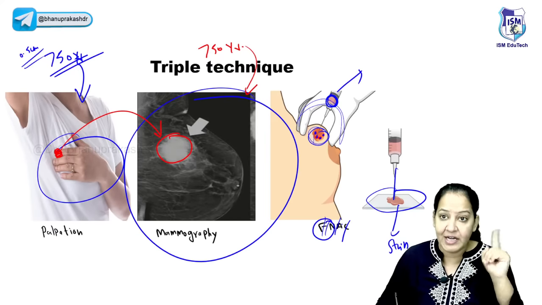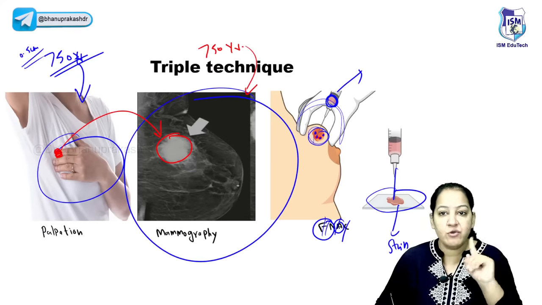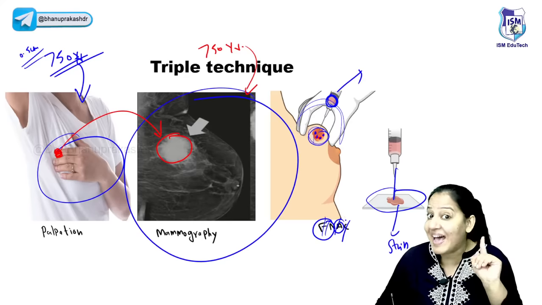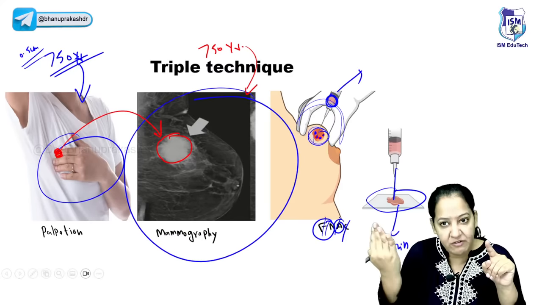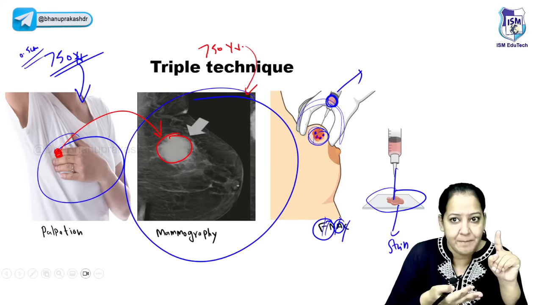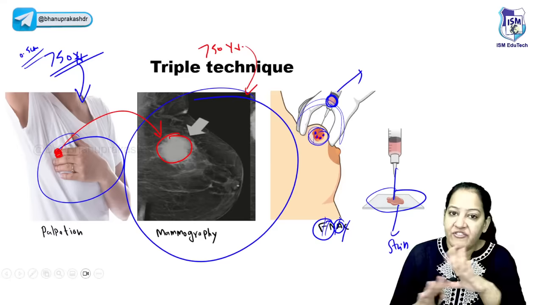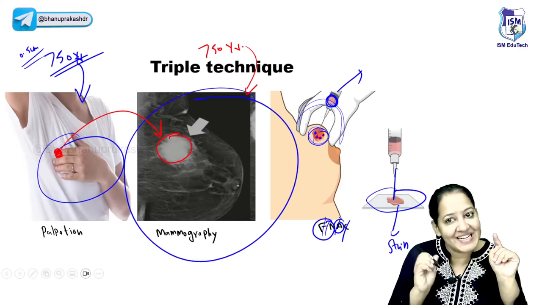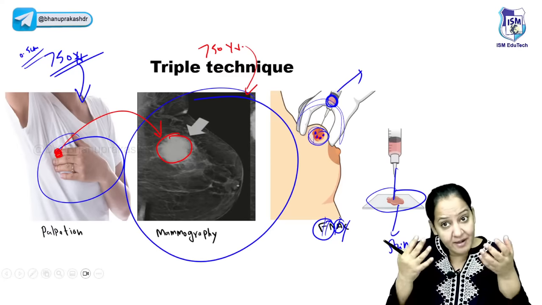With the help of a fine needle, you have aspirated a fluid. You have not cut the fluid. There is a difference between aspiration and cutting. In biopsy, we cut with a knife. We use a knife in biopsy. But here we are not using a knife. We are not cutting. We are using a needle and a syringe. Here we are aspirating.